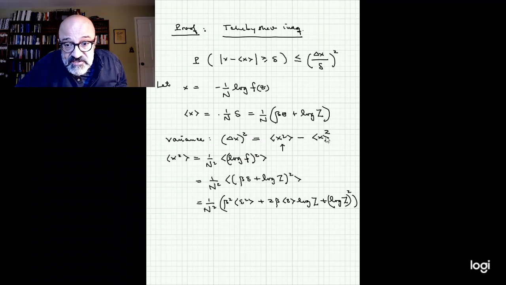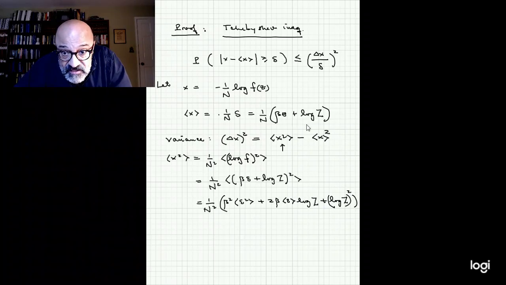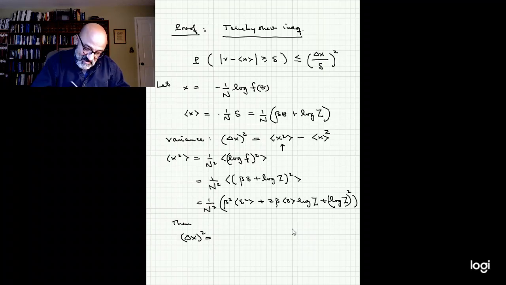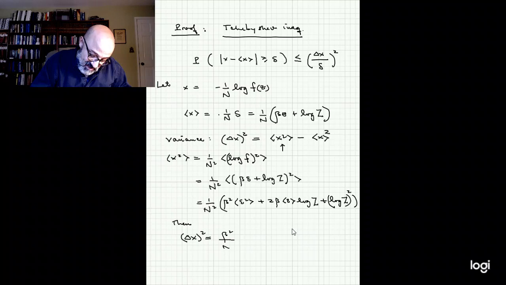Now, next we subtract this guy squared. And you see what's going to happen, right? When you take this guy squared, the log z squared cancels. The beta e squared with the difference gives you a variance, and the double product between the two cancels. So when we calculate, the variance of x squared is going to be given by the following amazing expression: beta squared over n squared, and then you have the expected value of the energy squared minus the expected value of the energy, squared, which is the variance.